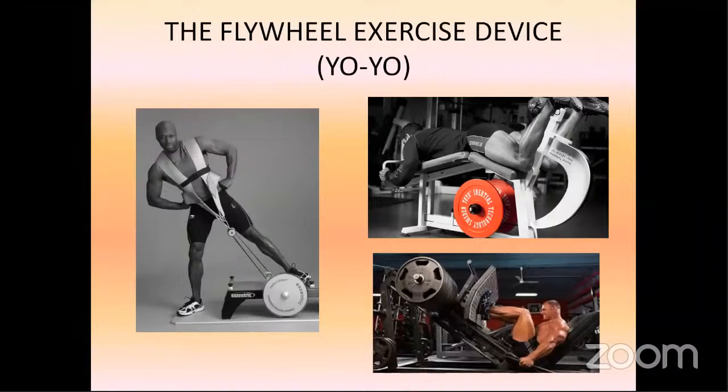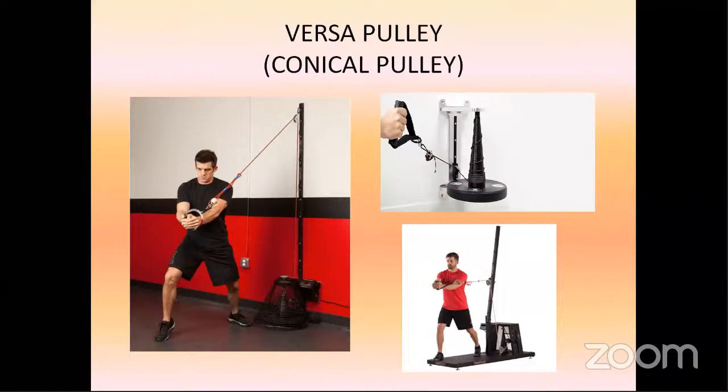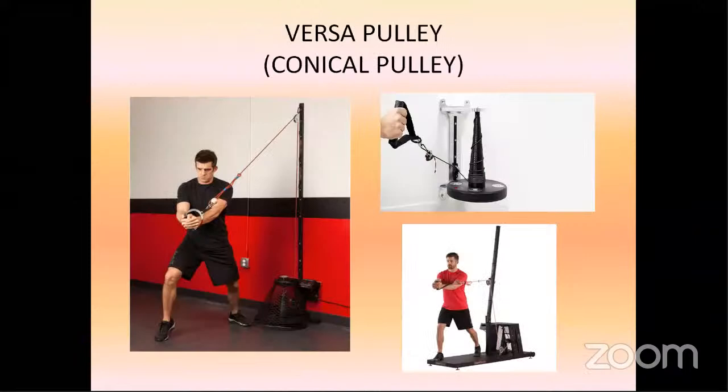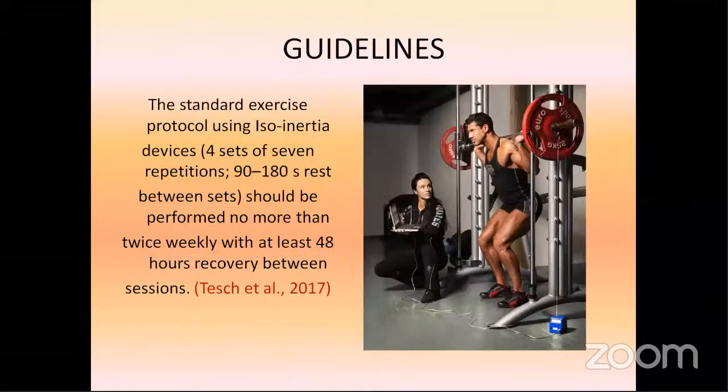These are all the types of exercise devices used in iso-inertial exercises: the flywheel exercise device, which is based on the yo-yo, and the versa pulley or conical pulley. Both of them have the same mechanism of action; they rotate to produce resistance. The standard guideline is that iso-inertial exercise must be done with 4 sets of 7 repetitions, with rests of 90 to 180 seconds between each set. It must not be done more than twice weekly, and there should be 48 hours of recovery between sessions.